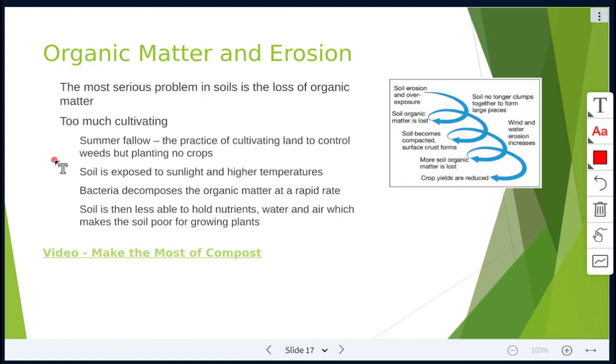So soil is exposed to sunlight and higher temperatures. Bacteria will start decomposing the organic matter at a rapid rate, and then the soil is less able to hold on to nutrients, water, and air, which will eventually make the soil poor for growing plants. In this diagram, we can see soil erosion and overexposure. Soil organic matter is lost, soil becomes compacted, surface crust forms, then more soil organic matter is lost, and then crop yields are reduced. There is a video here. Let's pause and watch that.